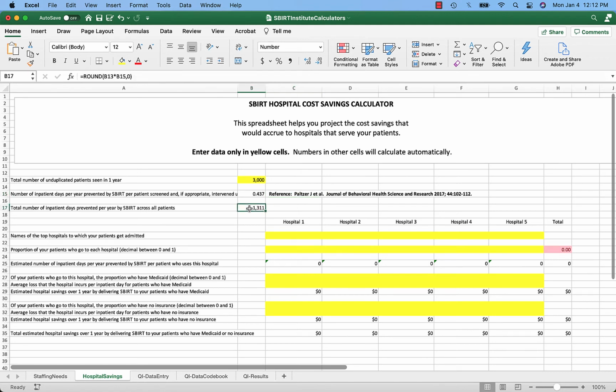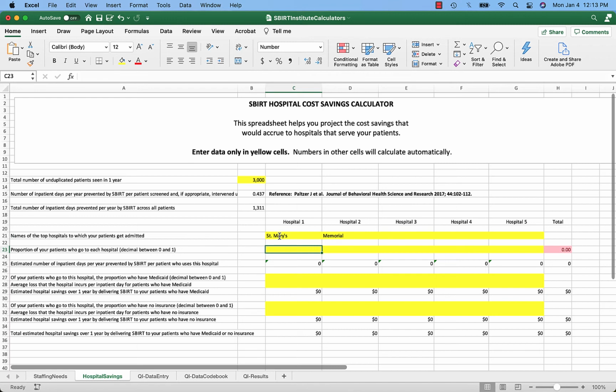In row 17, you'll see the total number of hospital days that your program could prevent: the number in row 13 times the number in row 15. The remainder of the spreadsheet helps you estimate the savings that would accrue for up to 5 hospitals who serve your patients. In row 21, please type the names of the major hospitals that your patients go to. If there are less than 5, then leave those columns blank. I'll enter the name of 2 hospitals, St. Mary's and Memorial.